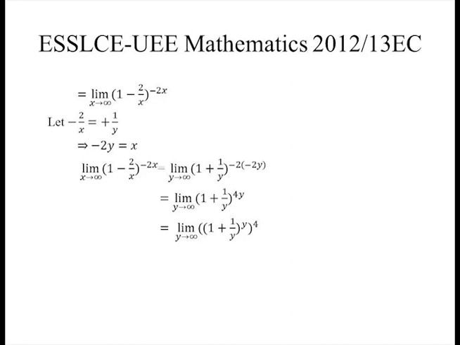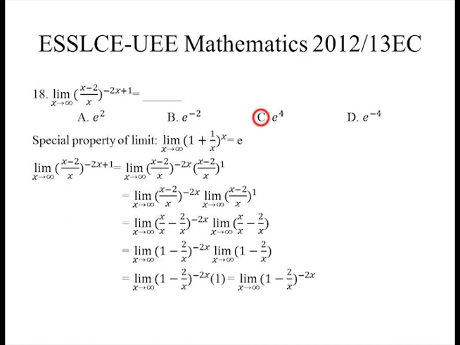The limit of the expression inside the brackets, that's (1 plus 1 over y) to the power of y, as y approaches infinity, is e. The power of 4 means e to the power of 4. The correct answer is choice C.